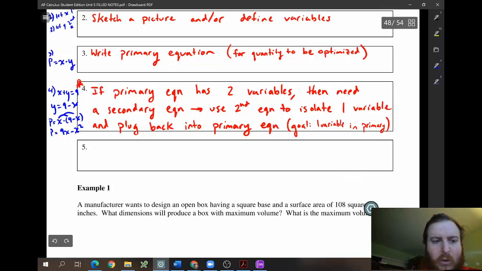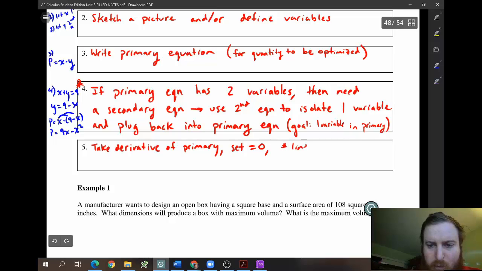And step 5, we're trying to get the maximum, right? When we've heard the word maximum or minimum, we always take the derivative and set it equal to 0. So step 5, we're going to take the derivative of the primary. We're going to set it equal to 0. We're going to do our number line analysis. And then our last step would be to record the answer, or to report the answer.